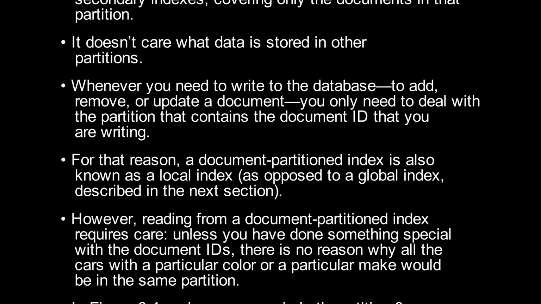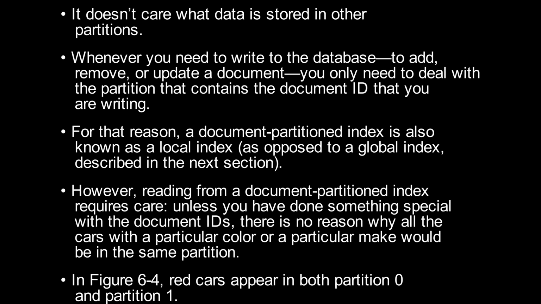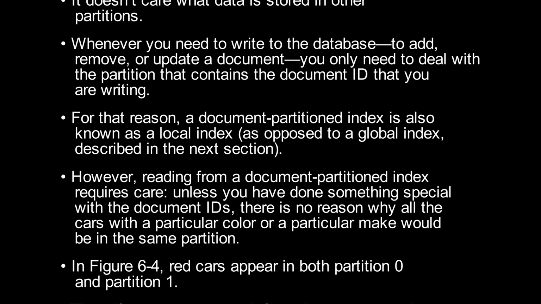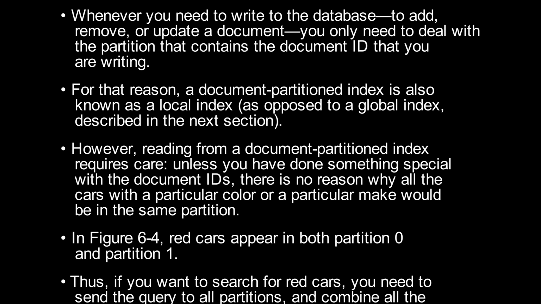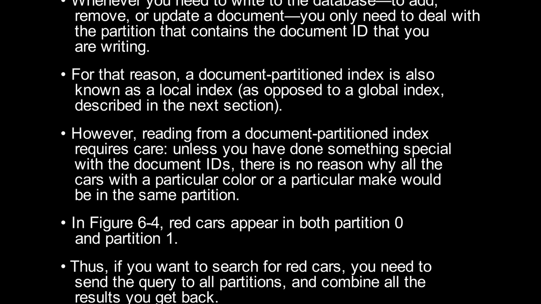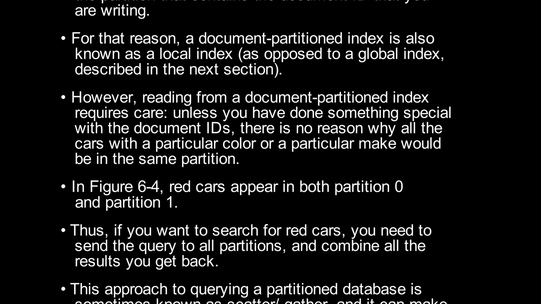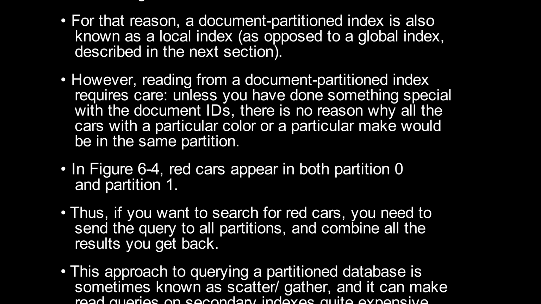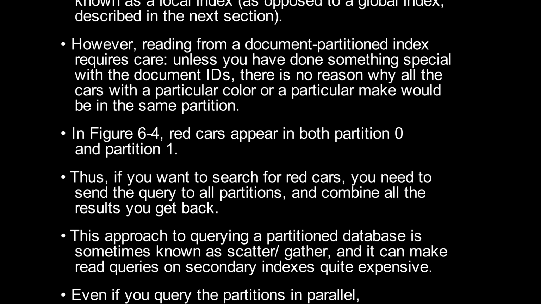However, reading from a document-partitioned index requires care. Unless you have done something special with the document ID, there is no reason why all the cars with a particular color or a particular make would be in the same partition. In Figure 6-4, red cars appear in both partition 0 and partition 1. Thus, if you want to search for red cars, you need to send the query to all partitions and combine all the results you get back.